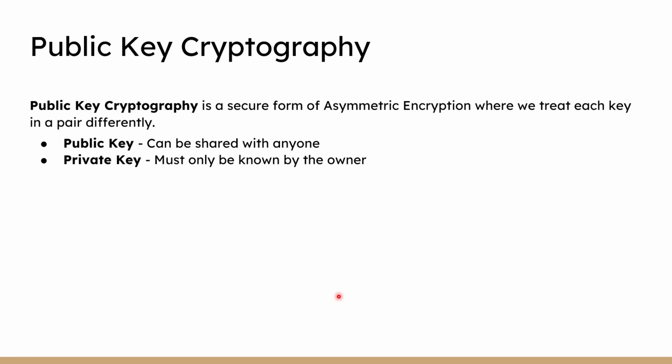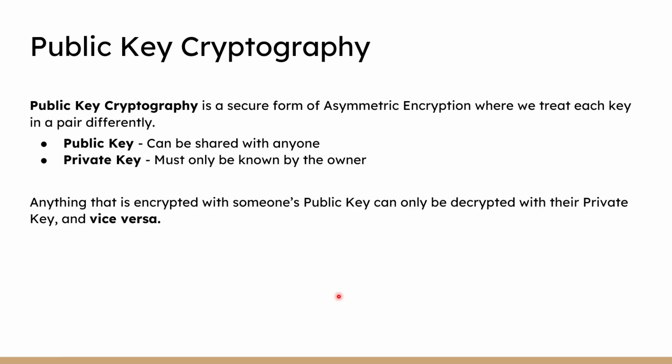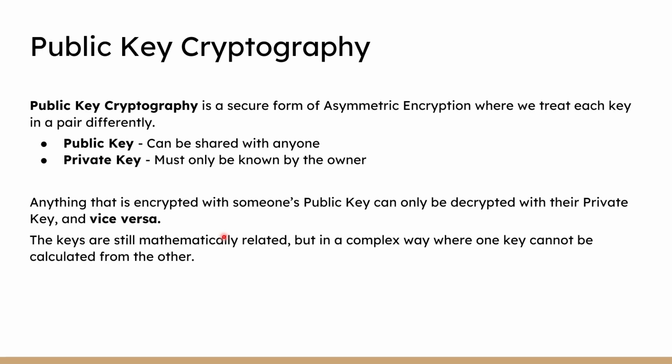So basically, anything that's encrypted with someone's public key can only be decrypted with their private key and vice versa, because it's an asymmetric encryption. So the keys are still mathematically related, but because the numbers are so large and they're generated in a complex way, you can't just calculate one key from the other. So just because people know your public key doesn't mean they can calculate your private key. Because that would defeat the whole point of it being private.